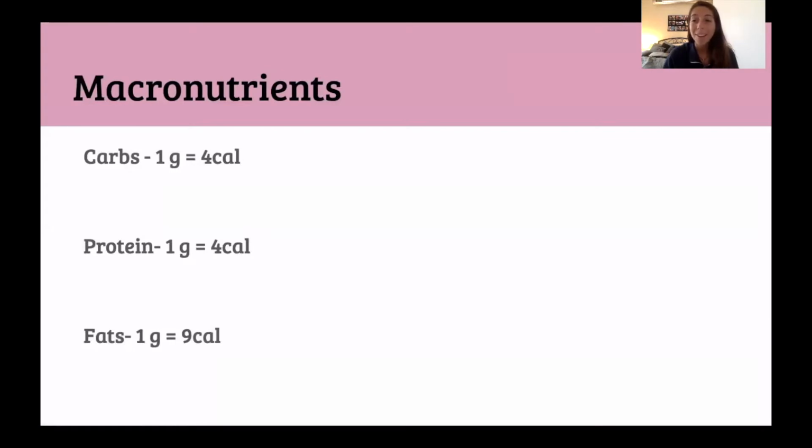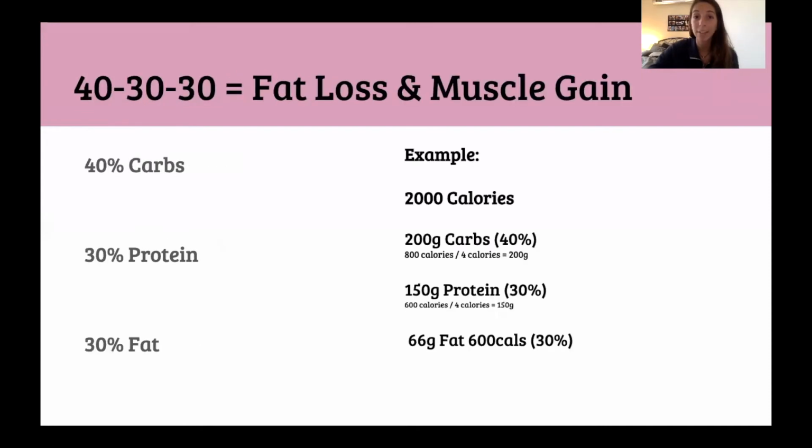So, macronutrients make up your caloric intake. There are 4 different types of macronutrients, but today we're only going to be talking about 3. That's carbohydrates, proteins, and fats. 1 gram of carbs is equal to 4 calories. 1 gram of protein is equal to 4 calories, and 1 gram of fat is equal to 9 calories.